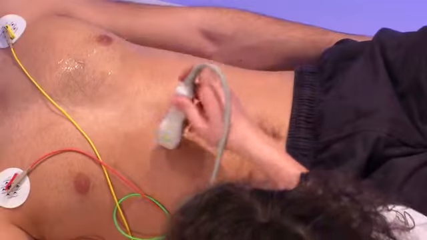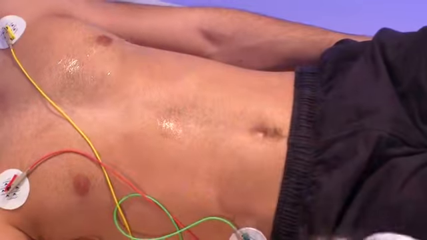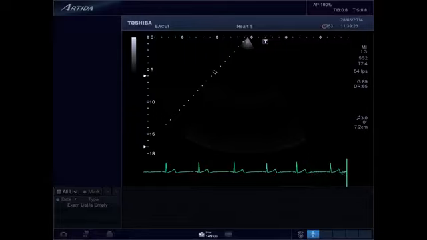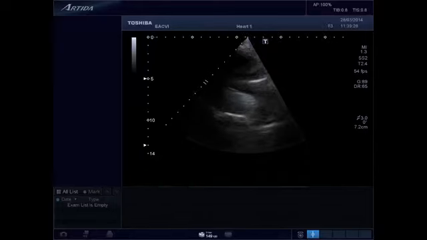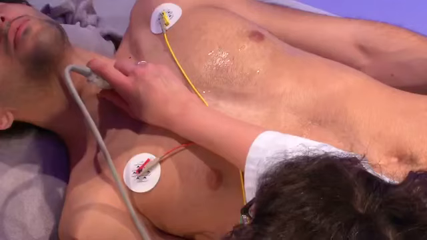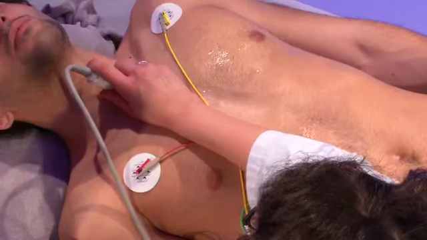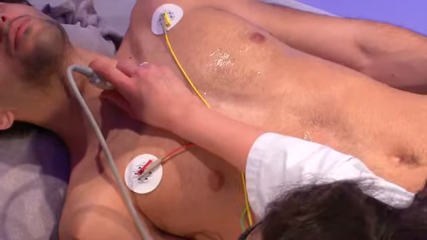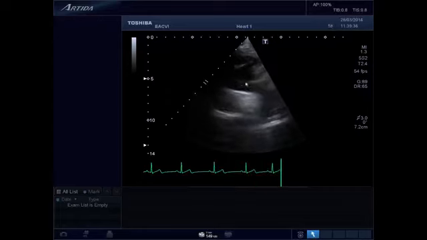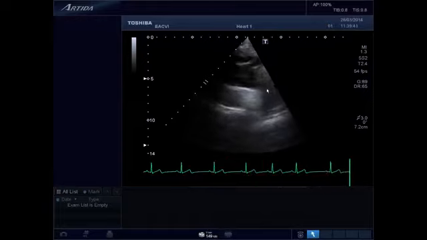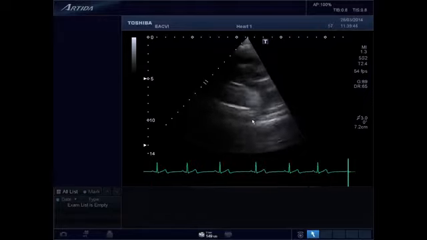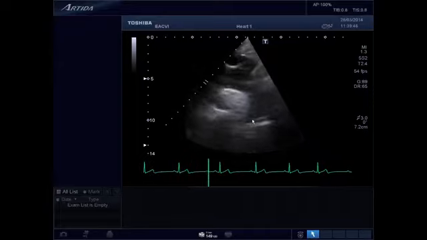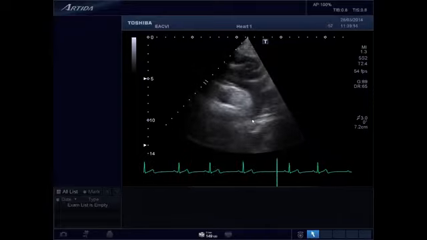So now let's move to the suprasternal view. So I will ask you to put the head like this. I will decrease the depth in order to be focused on the aorta. So you can see here the arch of the aorta and the descending aorta. And I will try to assess the flow in the descending aorta in order to be able to say that there is no aortic coarctation.